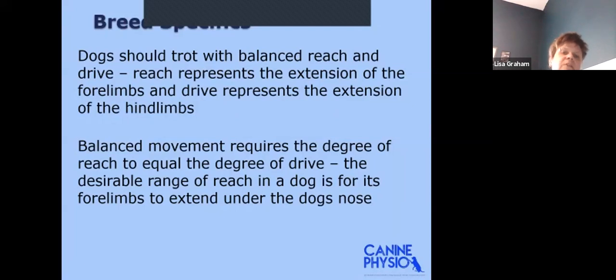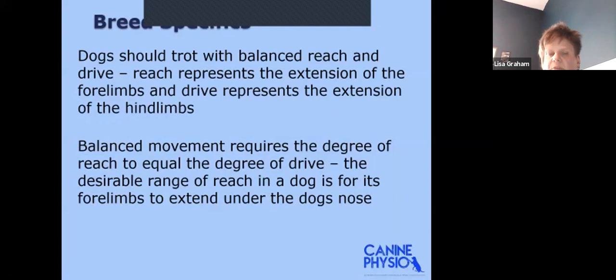So breed-specific wise, most dogs, not all dogs, most dogs should be able to trot with a balanced reach and drive. Reach represents the extension of the forelimbs, and drive represents the extension of the hind limbs. Now, all of this comes out of the show world.